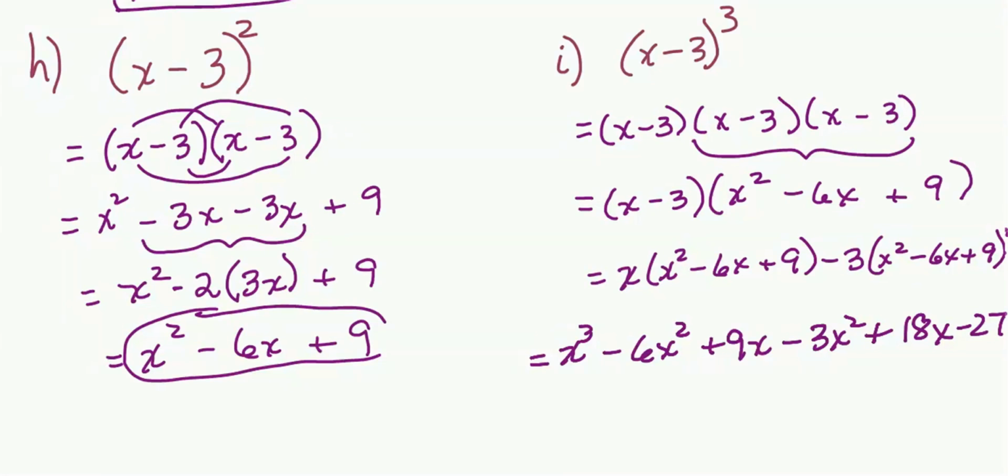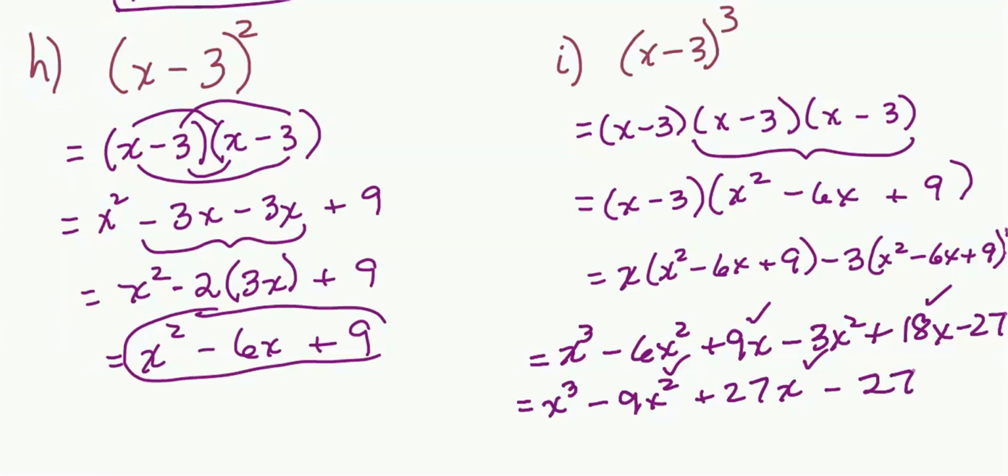Okay, so now we have to combine like terms. This is the only cubed term here, so that'll be brought down. X cubed. Now we have x squared terms here. Negative 6 minus 3, so minus 9x squared. For x terms, we have 9 and 18, which are what? That would be 27, plus 27x, and our constant term of minus 27. Okay, good job. This is it. We're done.